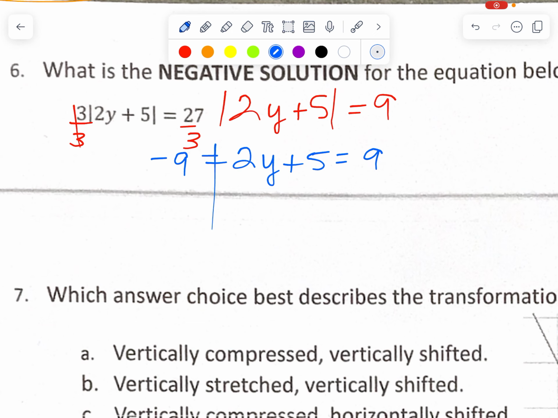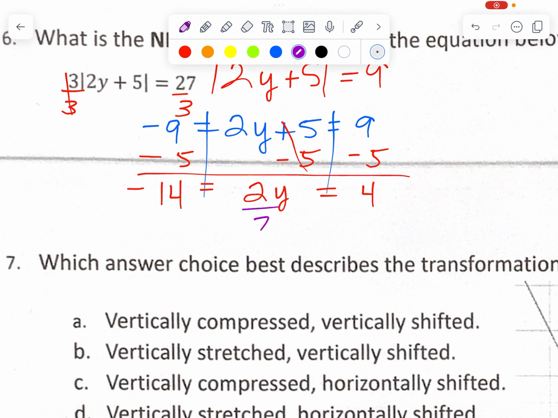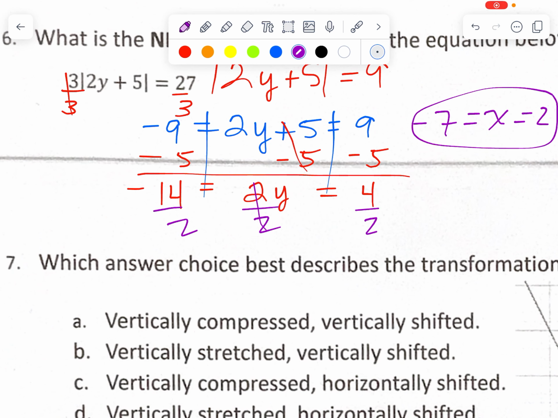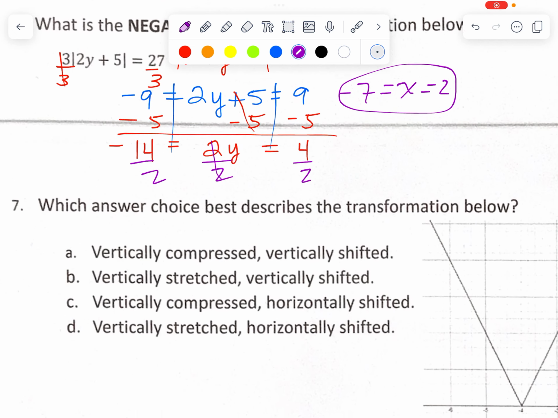Here we go. We'll solve this simultaneously. Let's subtract 5, because we always start with add and subtract. Negative 14 on the left, 2y in the middle, 4 on the right. Our last step is to divide by 2, since we're doing opposites. And when you do that, you have negative 7 is equal to x, which is equal to 2. That's telling us we have 2 answers. X is equal to negative 7, and x is equal to 2.